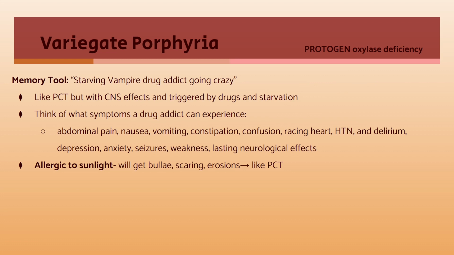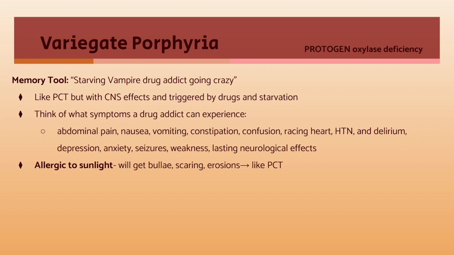So in the last mnemonic, the PCT one, we were talking about how vampires are afraid of the sunlight and they get stabbed in the heart with a metal rod. So here, variegate porphyria, we're going to talk about how starving vampires are drug addicts that are going crazy. Draw your own conclusions. I don't know any drug addict vampires, but if it helps, it helps.